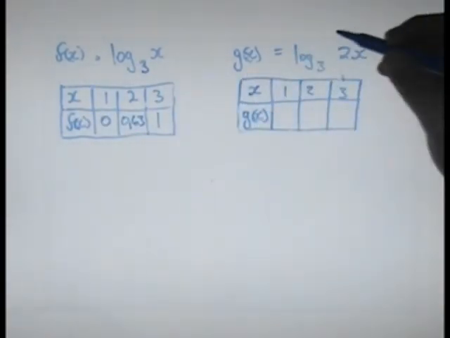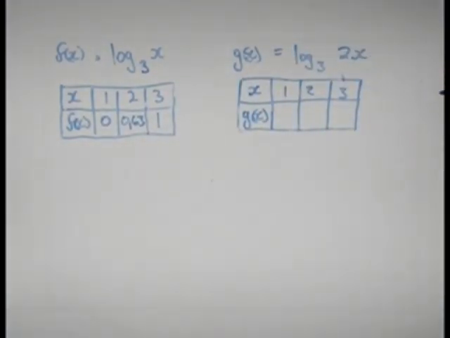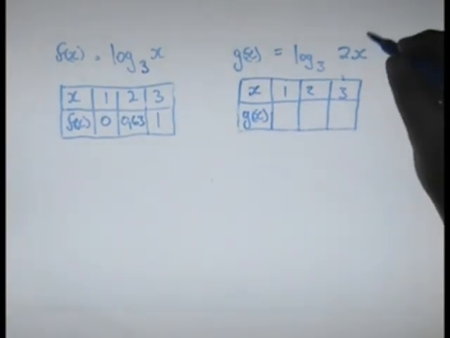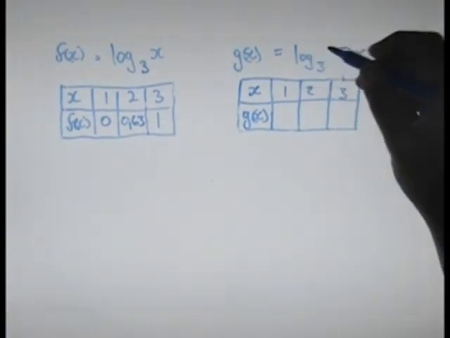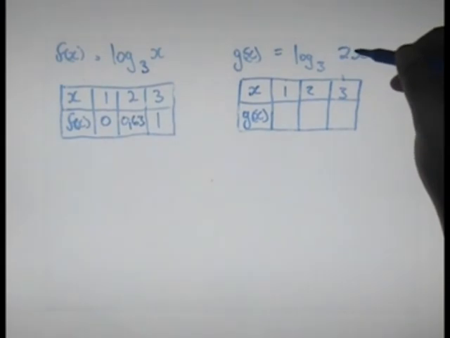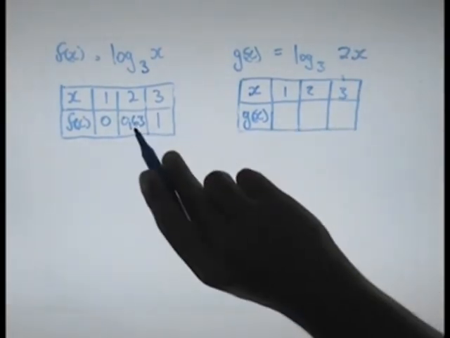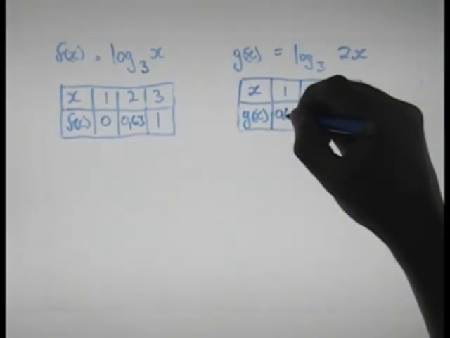Of g of x, we've got log base 3 of 2x. When x is equal to 1, that's going to be log base 3 of 2 times 1, which is the same as that answer of 0.63.